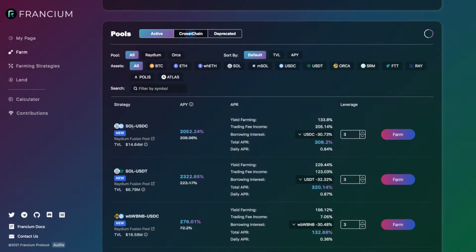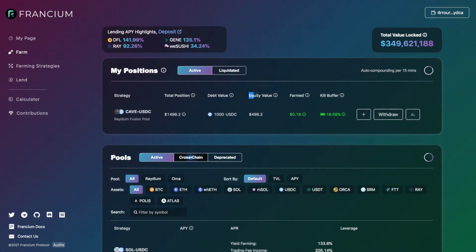If it starts going down, obviously my equity position, or up here you can see your equity value, would start going down. If Sol goes up, or in this case, if Cave goes up, my equity value would go up. It's very simple, very straightforward.